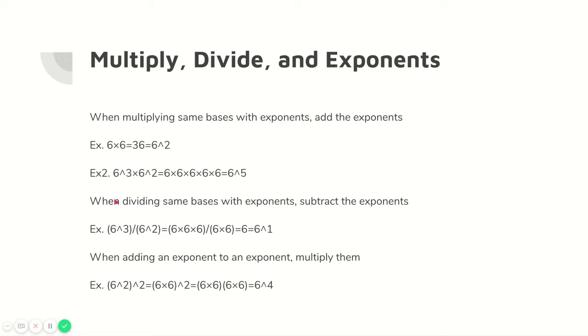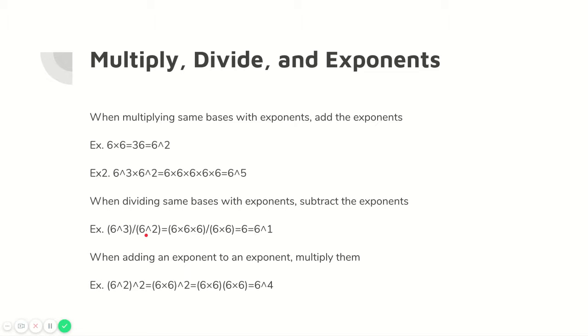This is also the same scenario when dividing bases, but now we're going to be subtracting the exponents. As you can see here, 6 to the power 3 divided by 6 to the power 2 is going to become 6 times 6 times 6 divided by 6 times 6, which we know is that when 2 of these 6's cancel out each, we're going to be left with 6, or 6 to the power 1, which is 3 minus 2.